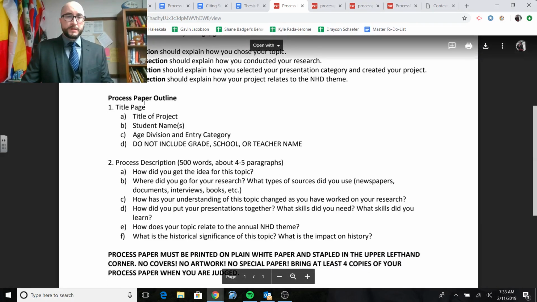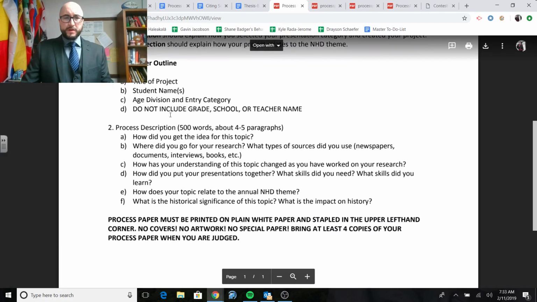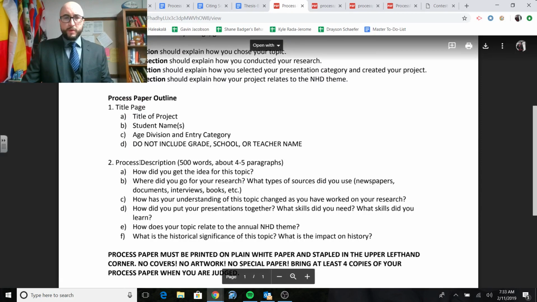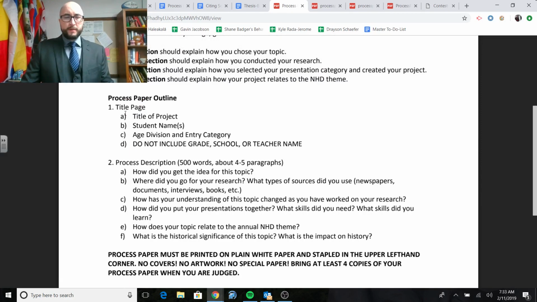All right, so the outline right here, you can kind of see it. So this is another way. You have a process description. We're going to skip the title page, since we're going to go over that in a second. And then we have all this information right here. Just follow along with it. I mean, honestly, a lot of you probably can get this done in a day.